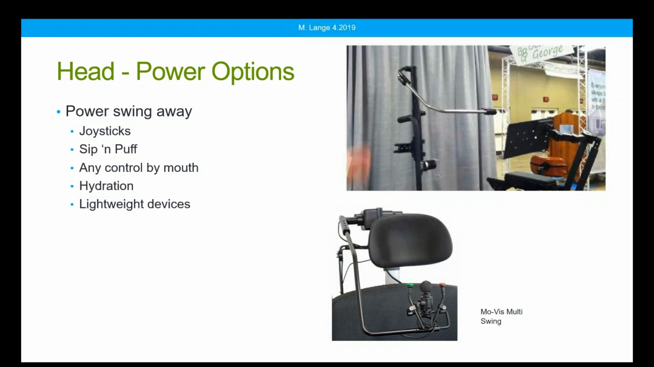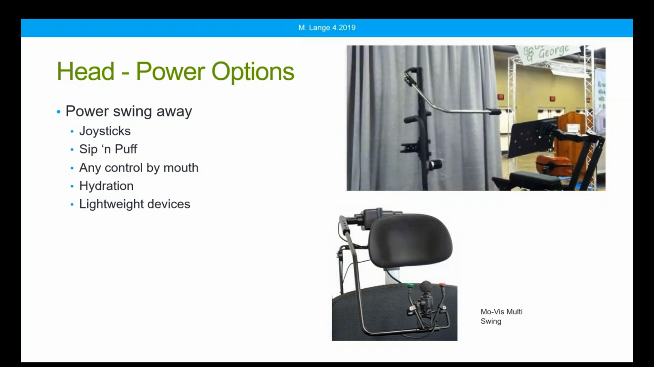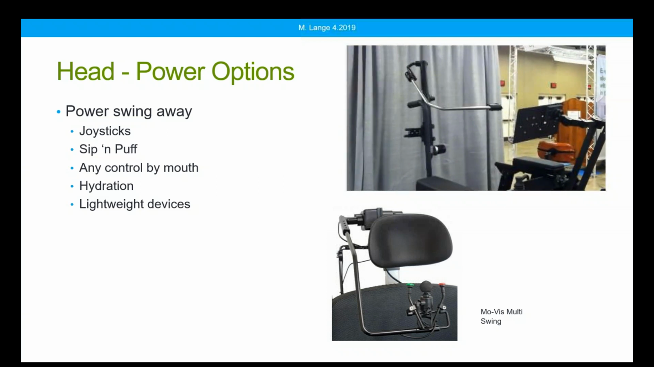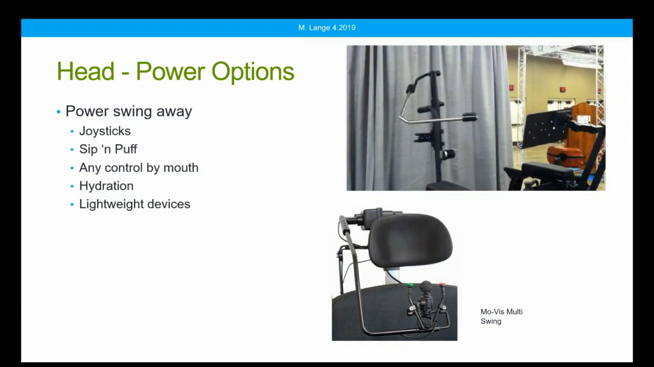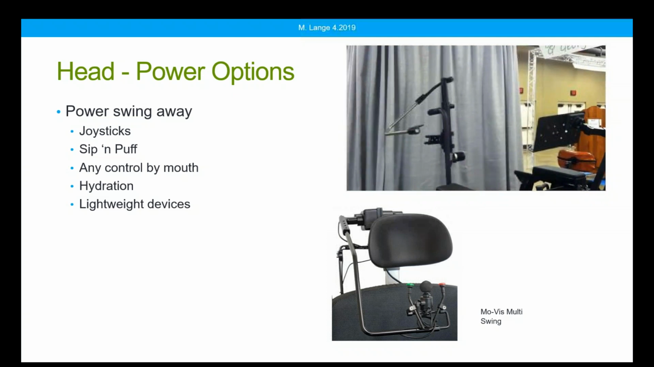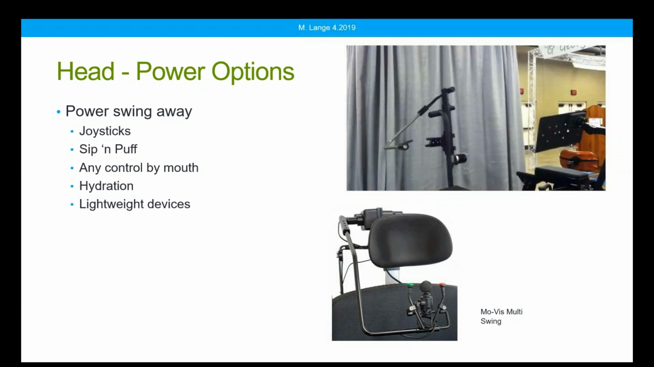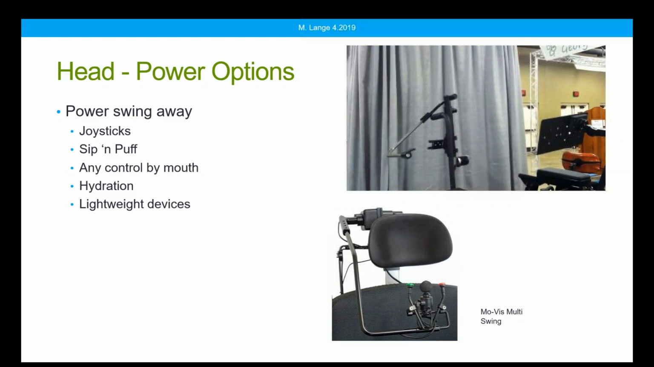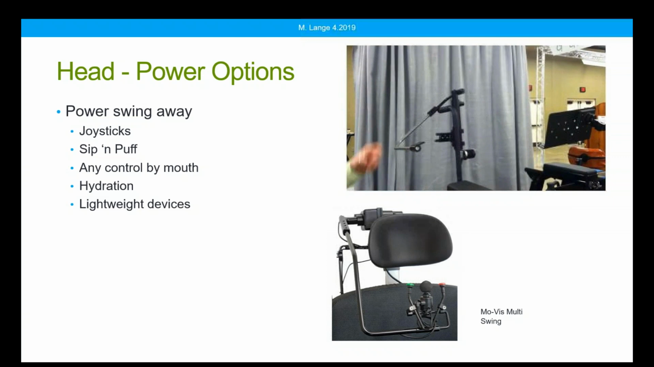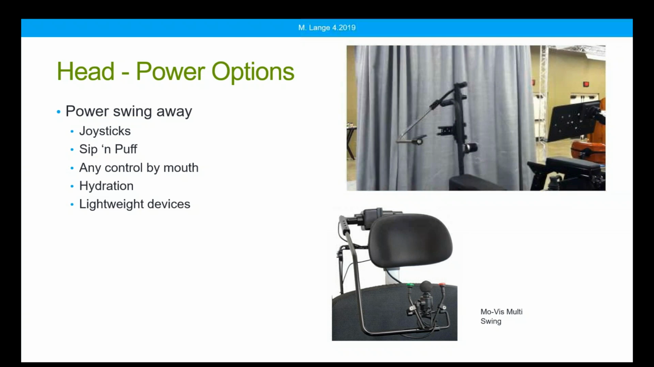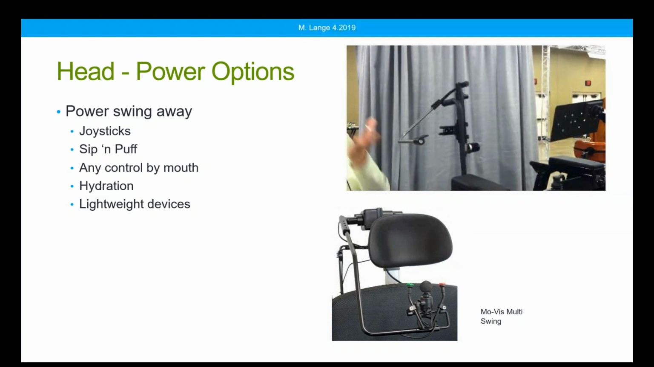The placement of this can be adjusted, and the Movis Multi-Swing is, again, programmable. So we can program the speed, we can program whether the movement of the swing away requires a switch to be held down to sustain movement, or if the switch only has to be activated momentarily to initiate the full movement of this swing away mount.